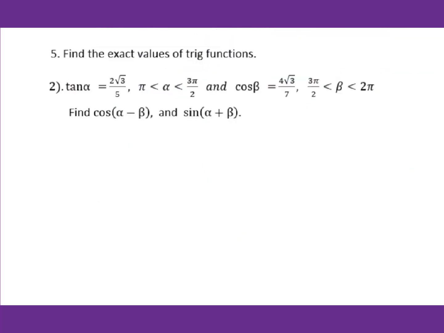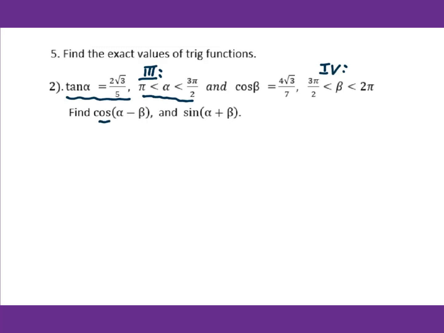Now let's go to the second example. Tangent alpha equals 2 square root of 3 over 5, and alpha is between pi and 3 pi over 2. That means it's the third quadrant. Cosine beta equals 4 square root of 3 over 7, and beta is between 3 pi over 2 and 2 pi, which means the fourth quadrant.